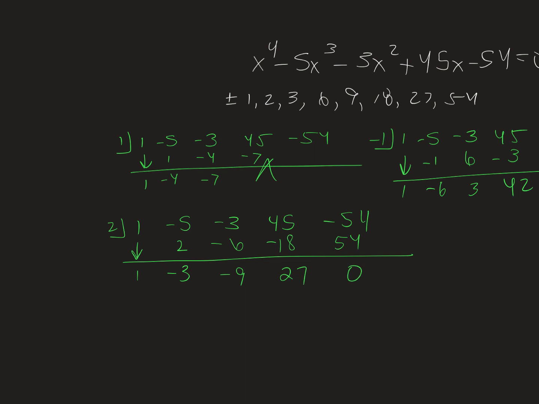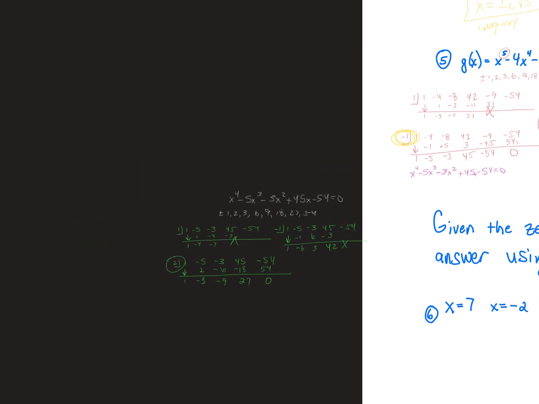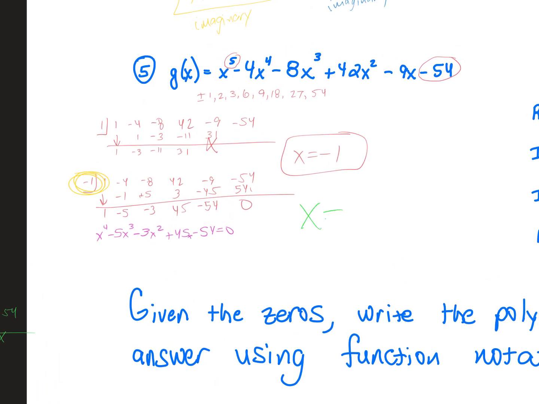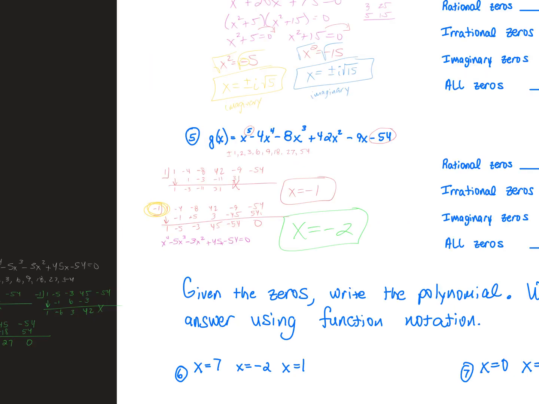What did you just prove? x equals 2. So you found another one of your x values. You had x equals negative 1. Now I found x equals 2. Good. Yep.